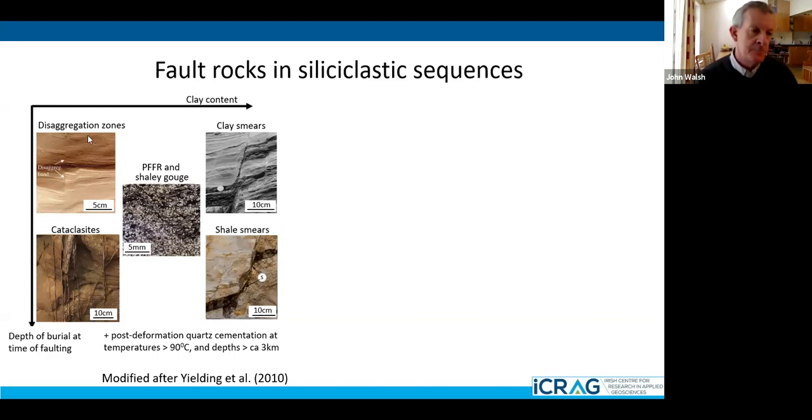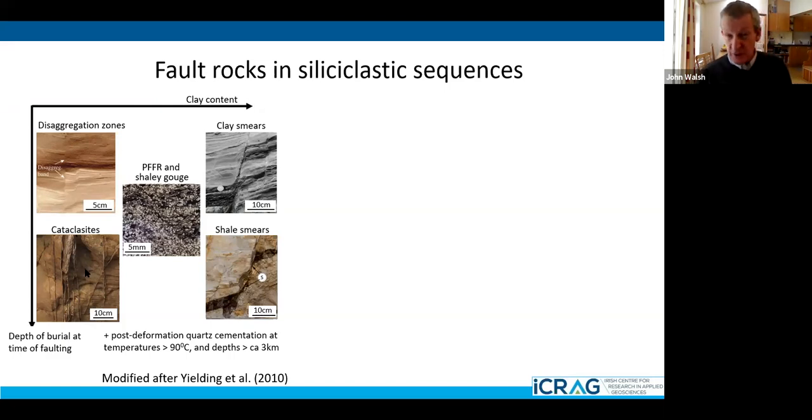We've got very low clay content over here. It's a very sandy sequence, hardly any clay, and it's at very shallow depths. There's not a lot happening there. The grains roll. We've got sand on sand.